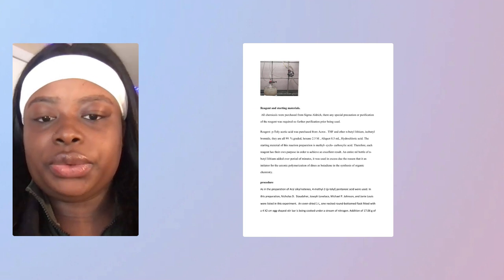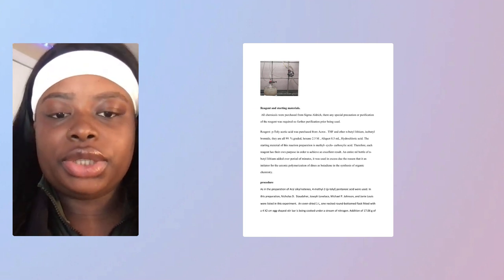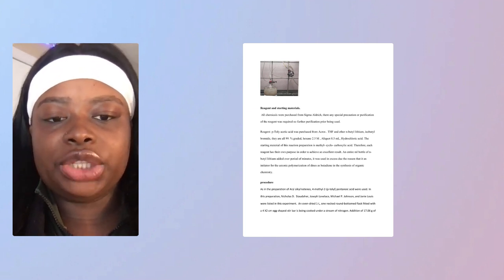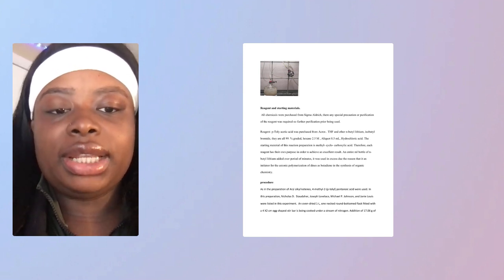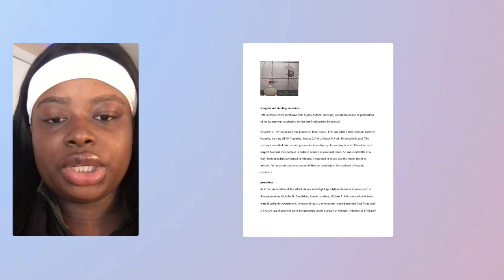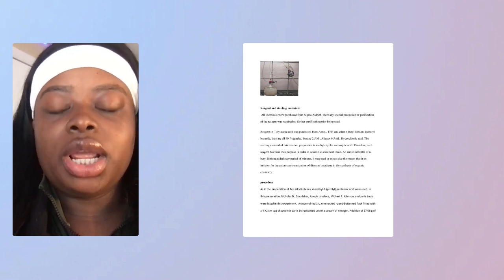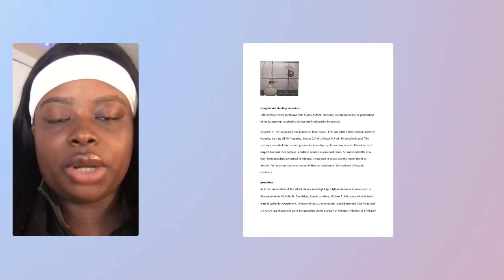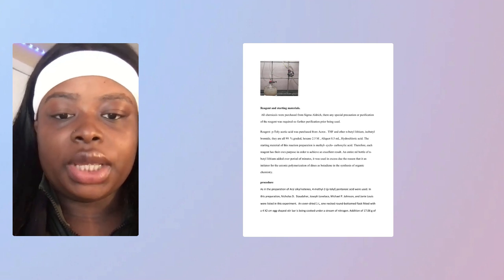Reagents and starting material. All chemicals were purchased from Sigma-Aldrich. There was no special precaution or purification of the reagents required. No further purification was done prior to use. Reagents.